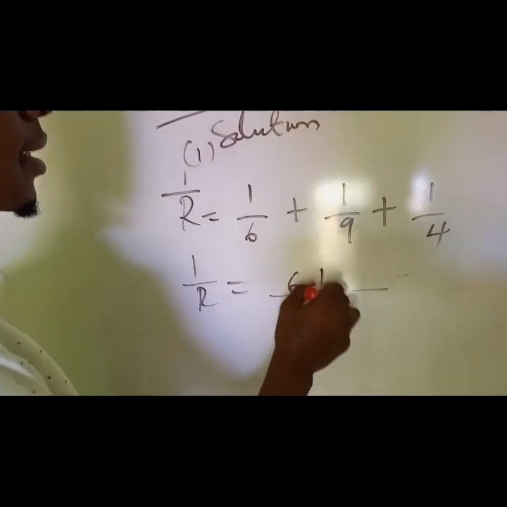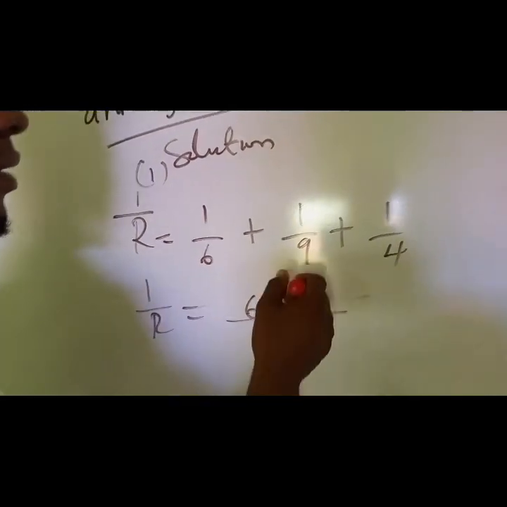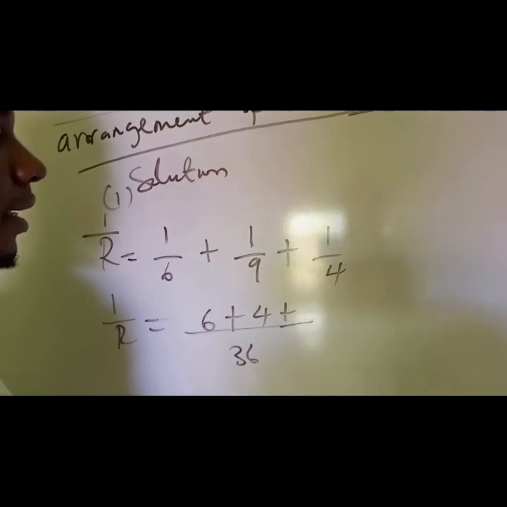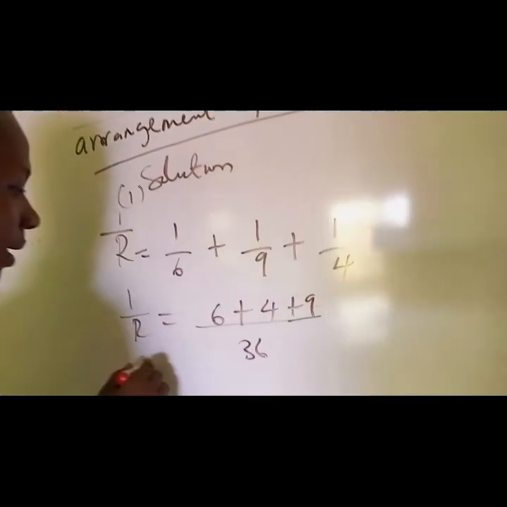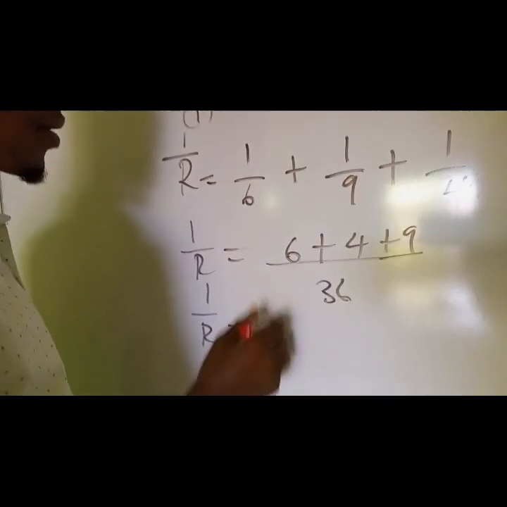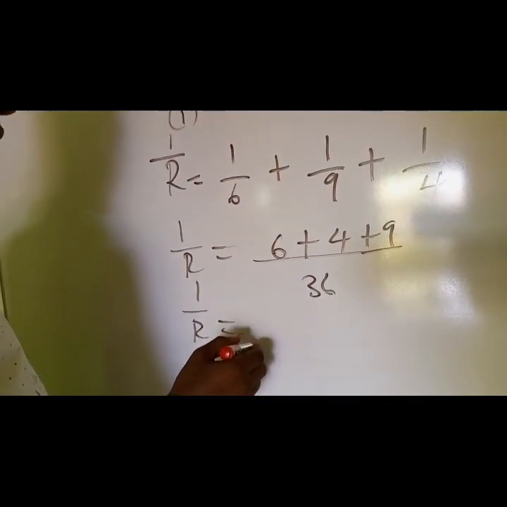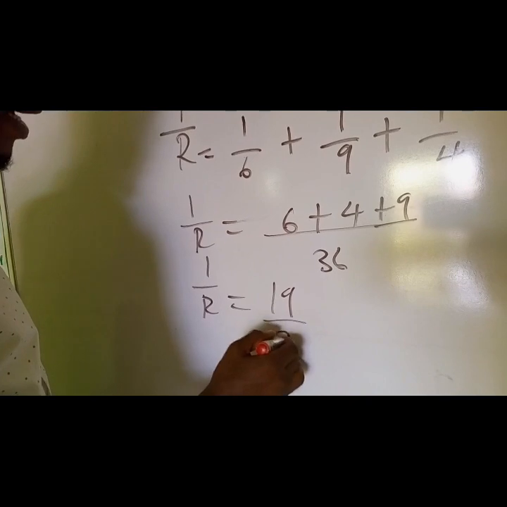6 divided into 36, we are having it to be 6. 6 times 1 is 6. 9 divided into 36 is 4. 4 times 1 is 4. And then 4 divided into 36 is 9. And 9 times 1 is what? 9. So that means that we are going to have 6 plus 4 is 10. 10 plus 9 is 19. So we now have 19 over 36.